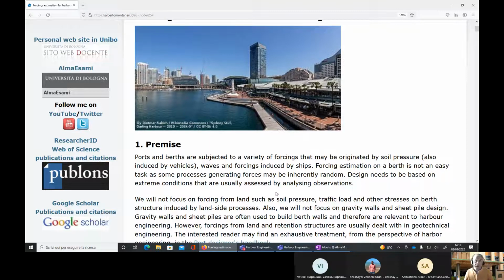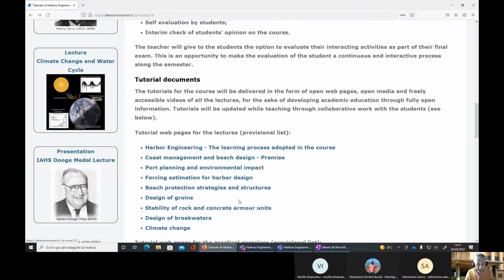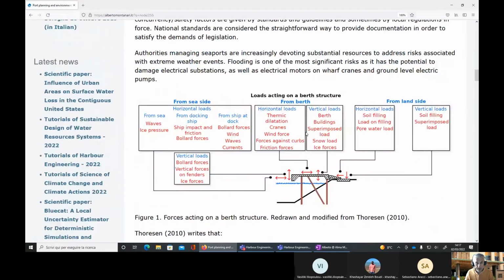So from the seaside, we discussed last time that we may expect several different forcings. Let me go back to the previous lecture because there is a figure that I would like to show you. This one, I think it is particularly meaningful. And in particular, we will focus on forces from wind and waves. And we will have a short discussion on forcing originated by currents.